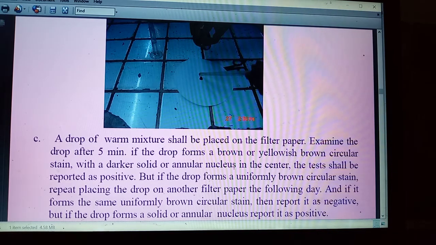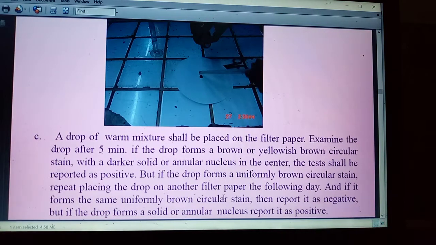Ibig sabihin, hindi okay. Ibig sabihin, okay lang yung pagkaluto ng asphalt mo. Kapag brown circular stain lang siya, hindi siya nag-yellow, brown sa first day, okay? Then sa second, in the next day, ipinlace mo doon sa filter paper again, ganun pa rin, brown circular stain, ibig sabihin negative siya. Okay? O, negative. But if it drops a solid annular nucleus, then repeat as a positive. So, meron kang dalawang trials dyan.